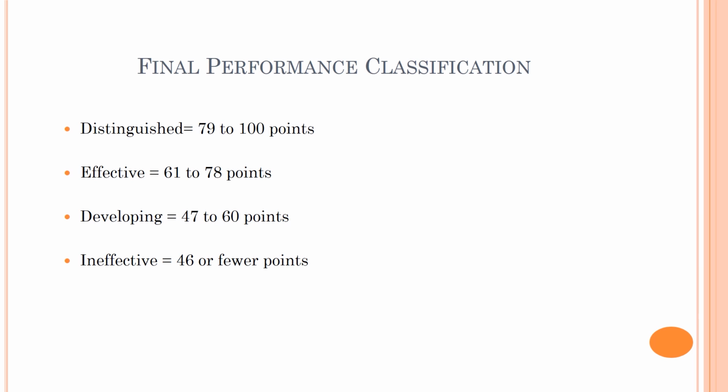79 to 100 points equals distinguished. 61 to 78 points equals effective. 47 to 60 points equals developing. And scores of 46 or less is rated as ineffective.